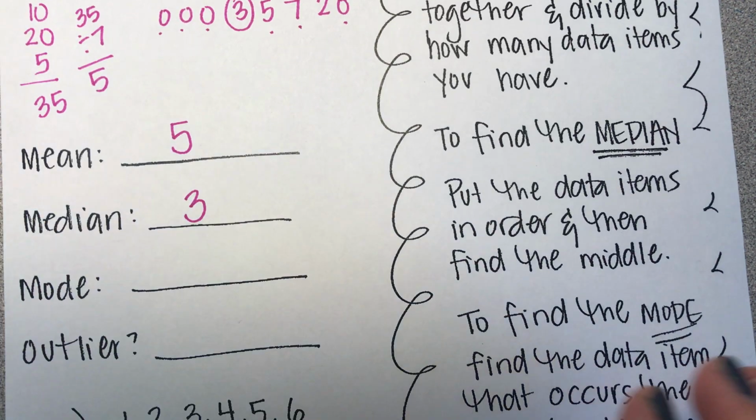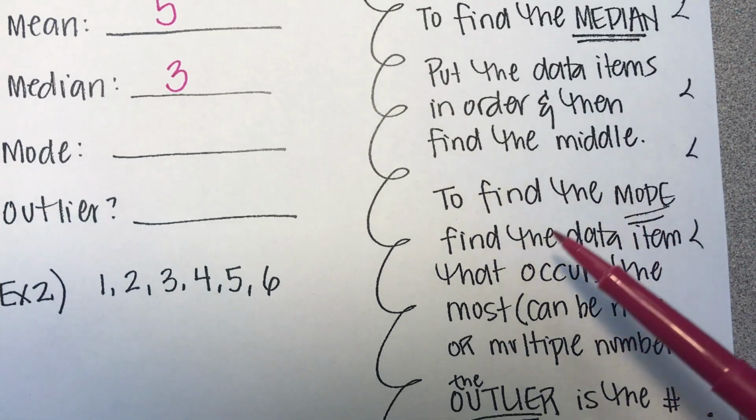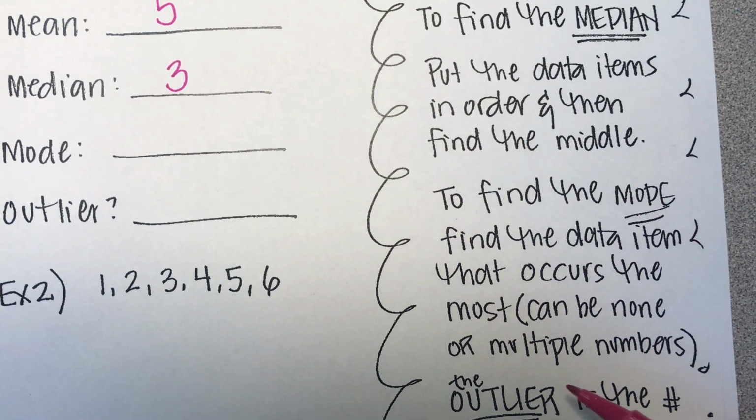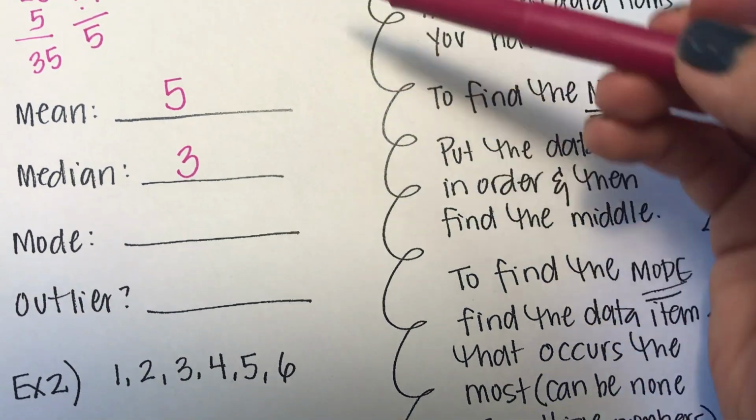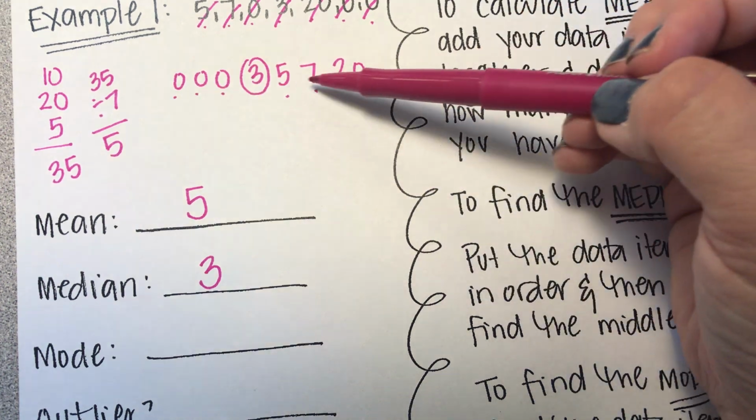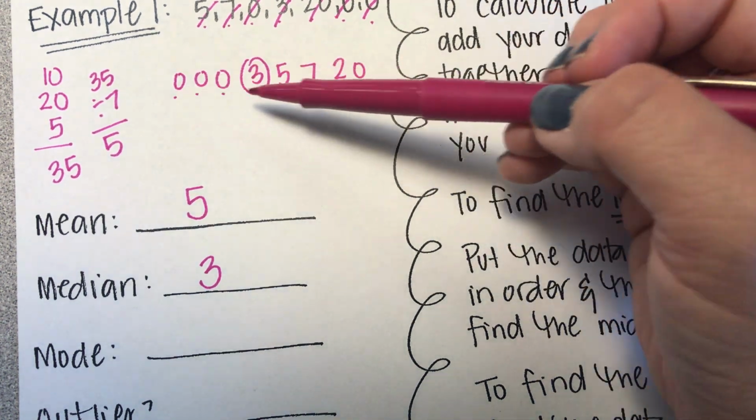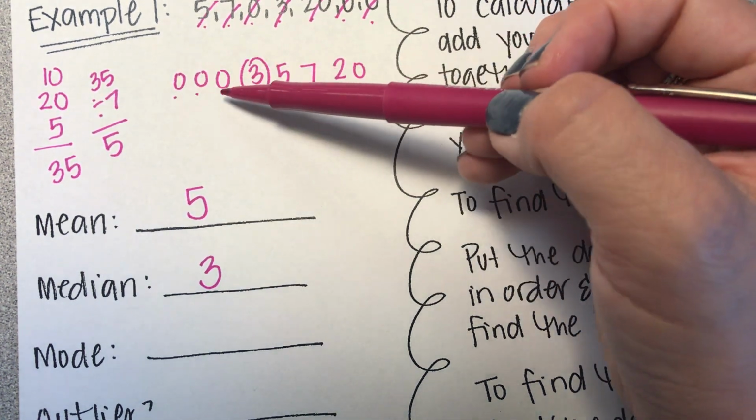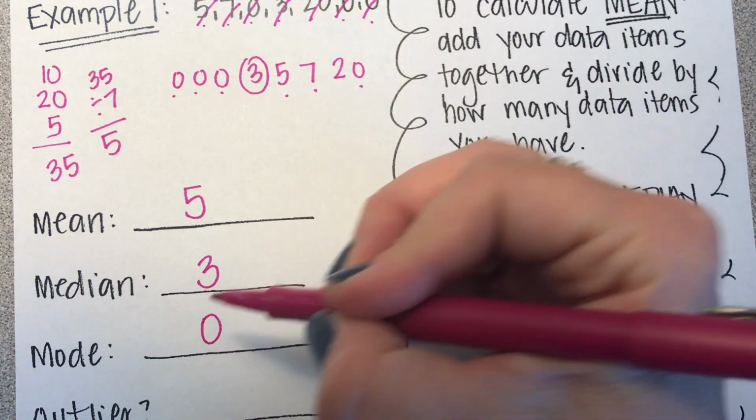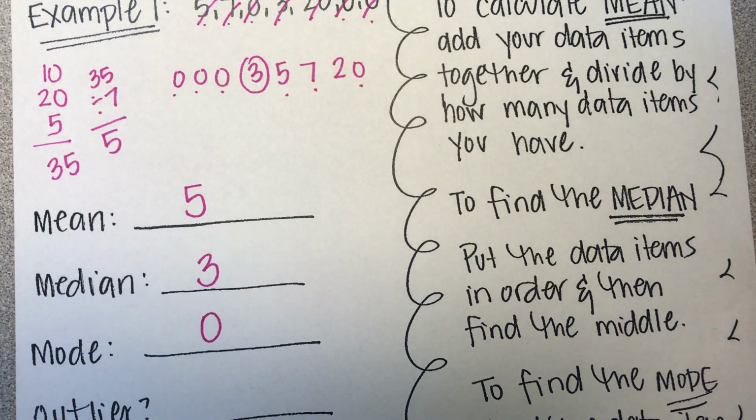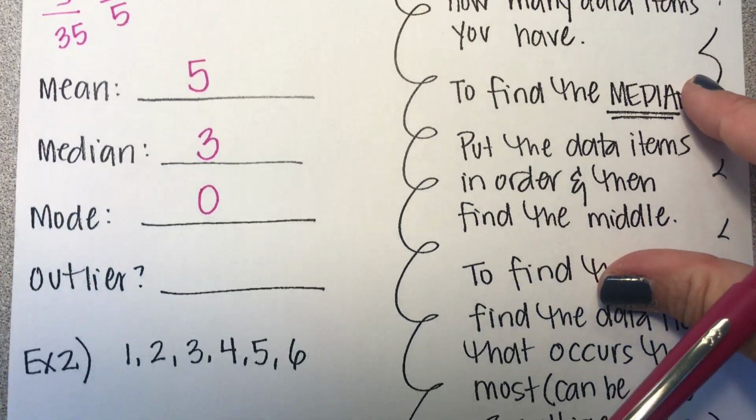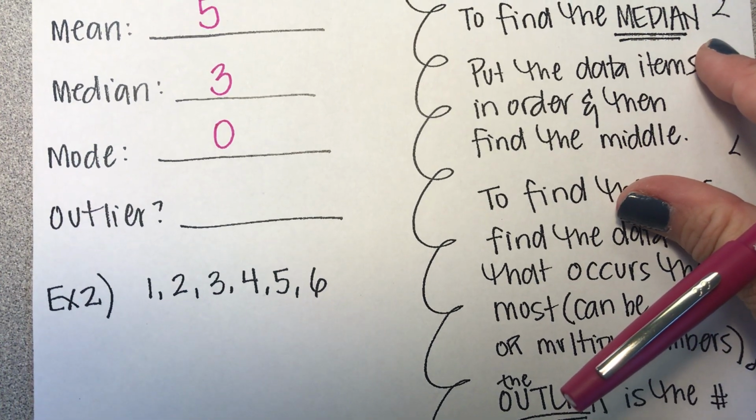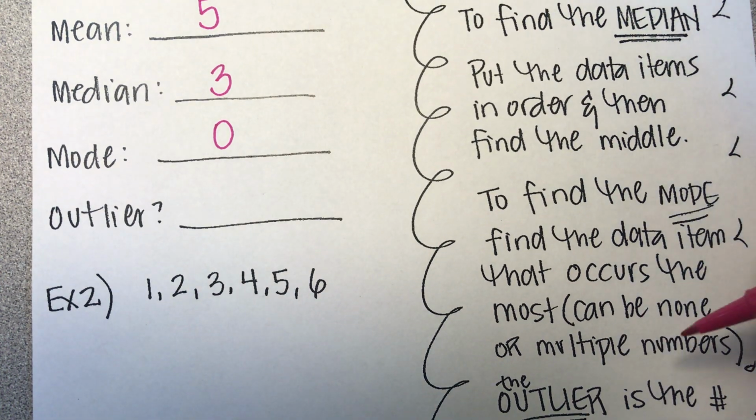Okay, mode is the number or the data item that occurs more often than the others, right? It occurs the most. So on this one, what data item happens more than all the others? 0, right? There's 3 zeros, so that's the mode. It's the one that's occurring the most often. And then my outlier is the number that doesn't belong. Okay, it's much larger or much smaller than my other numbers.